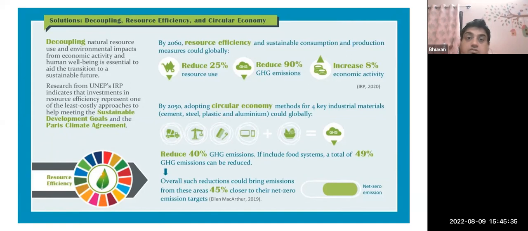And next is resource efficiency. We have to ensure that resource efficiency is achieved, and that can be achieved if the target set for 2060 is met by reducing the resource usage by 25%, bringing down the GHG emission by 90%, and increasing economic activity by 8%. So this diagram basically shows you how circular economy, resource efficiency, and decoupling can be achieved.